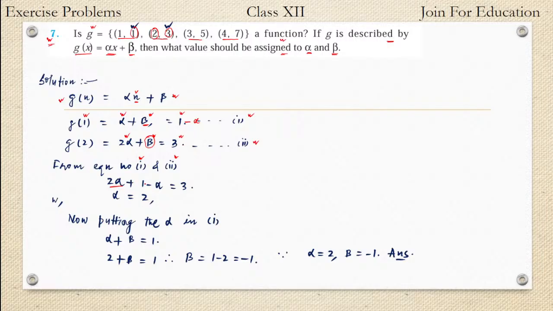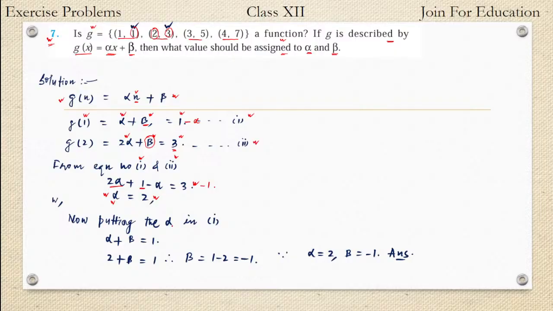2 alpha plus 1 minus alpha equal to 3. So 2 alpha minus alpha equal to alpha, and 3 minus 1 moves to the right hand side, so we write minus 1. So 3 minus 1 equal to 2. So the value of alpha is 2.